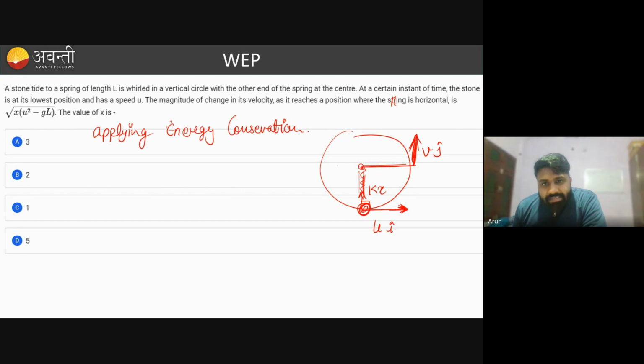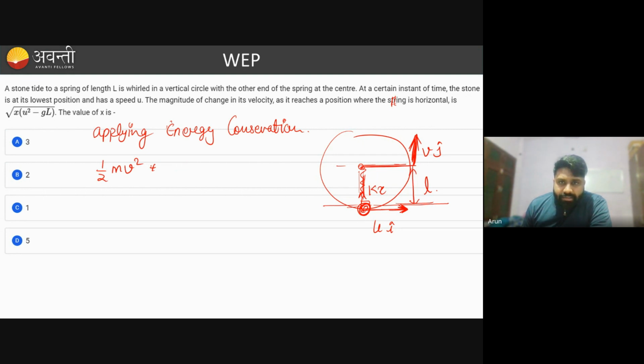So if you apply the energy conservation at this point, let's say the height variable is L. Initially it is moving with the velocity, so mv square, plus it has some potential energy. At this point the potential energy will be 0, equals to the potential energy at this point.